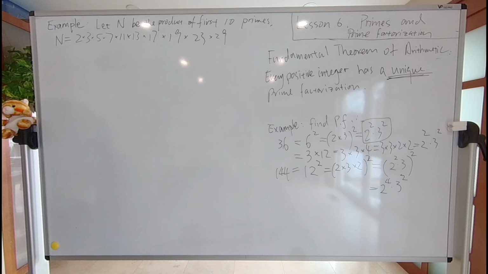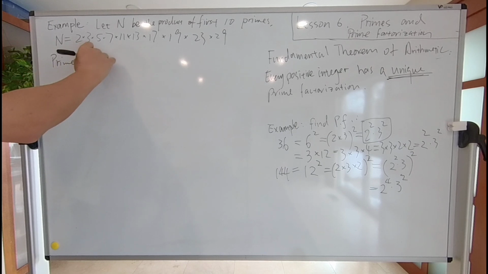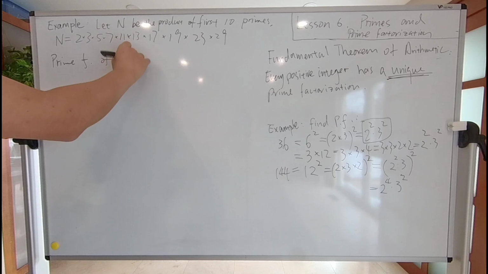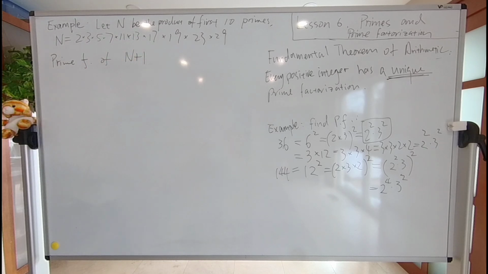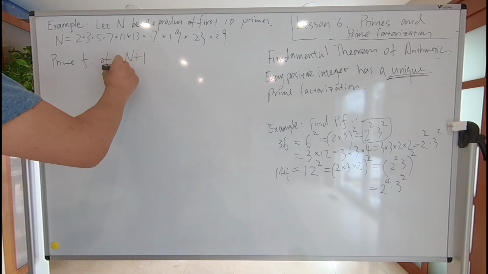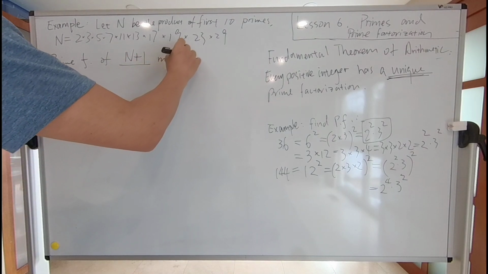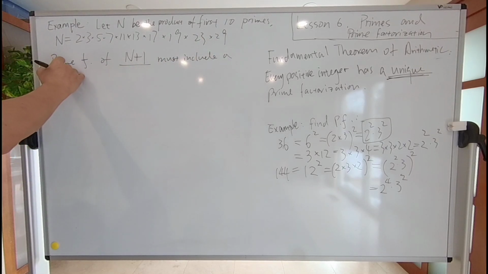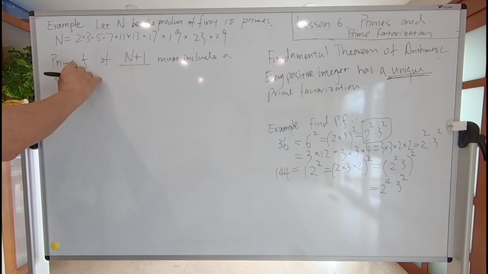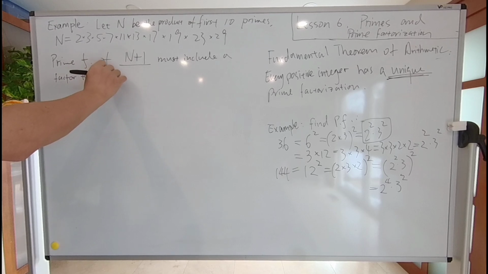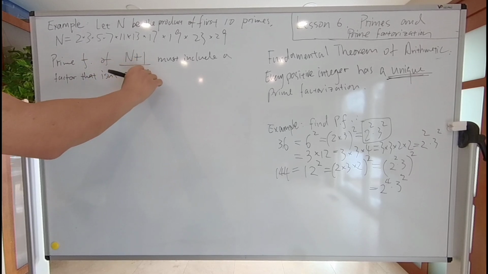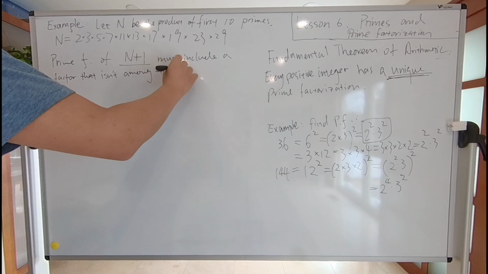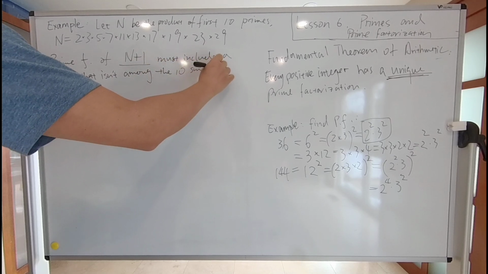But then the prime factorization of a new number, n plus 1, must include a factor that isn't among the 10 smallest primes.